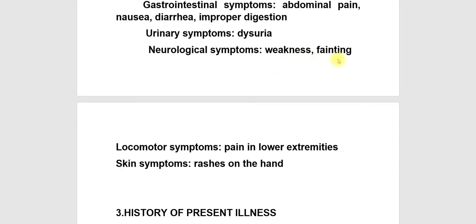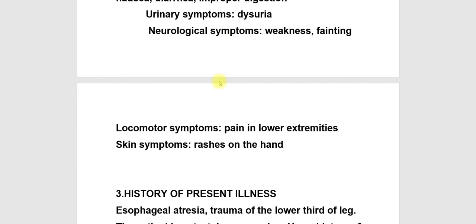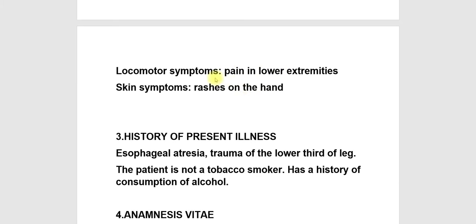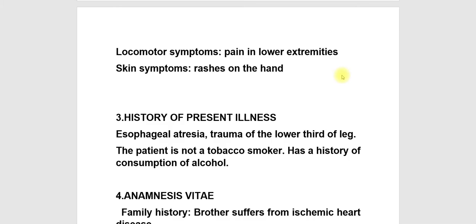Why do you think that weakness and fainting are related to troubles with neurological system? Why can't they be caused by general condition? We don't know that. Pain in lower extremities. What do you mean? What part of lower extremity? When this pain occurs, during walking or during rest? Is this pain constant or periodic, severe, non-severe? You have to mention all that. This is incorrect.